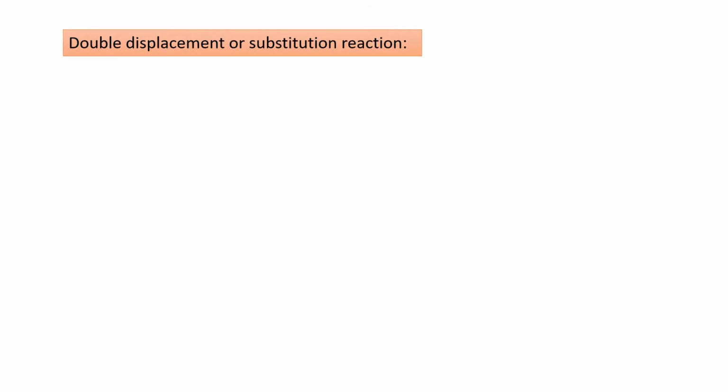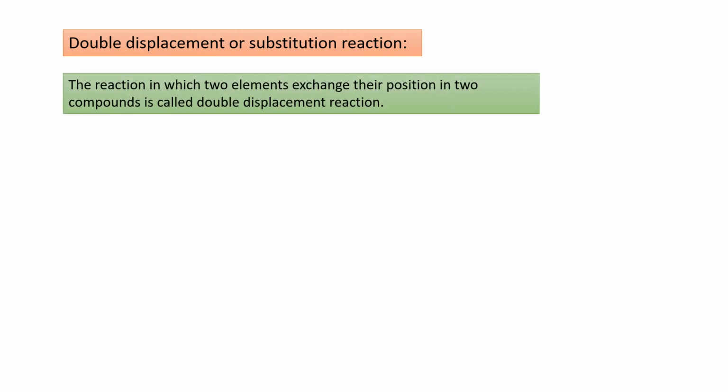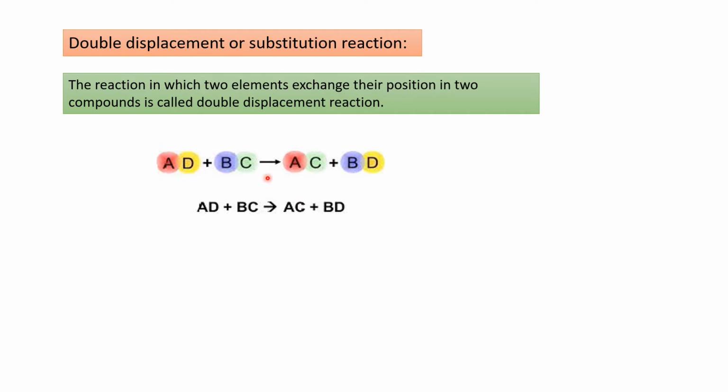Double displacement or substitution reaction. The reaction in which two elements exchange their position in two compounds is called double displacement reaction. AD reacts with BC and produces AC plus BD. Here A and B, two elements, exchange their position.